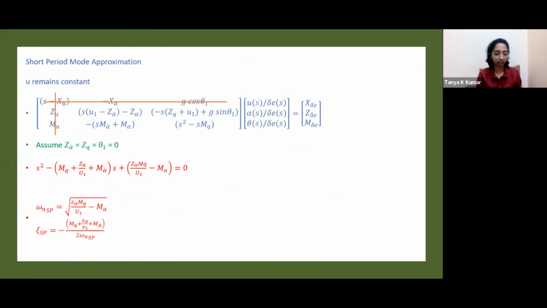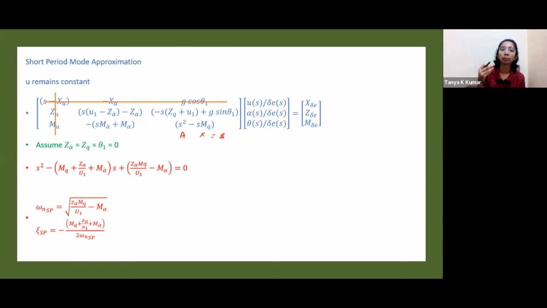Now we see the three approximations that we do for the main characteristic equation, that is AX equal to B. So first approximation is short period mode approximation. Here we assume that when the aircraft is flying, it's subject to a small perturbation. It varies and comes back to equilibrium soon. Okay, so it has a large root. The negative real part is large. So it comes very fast to your equilibrium.